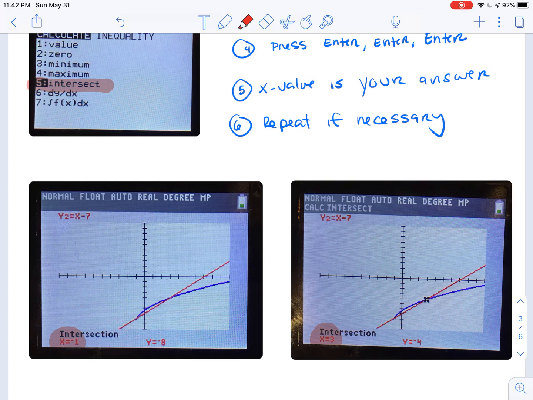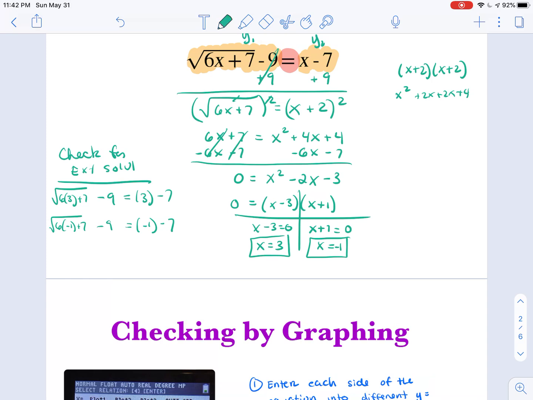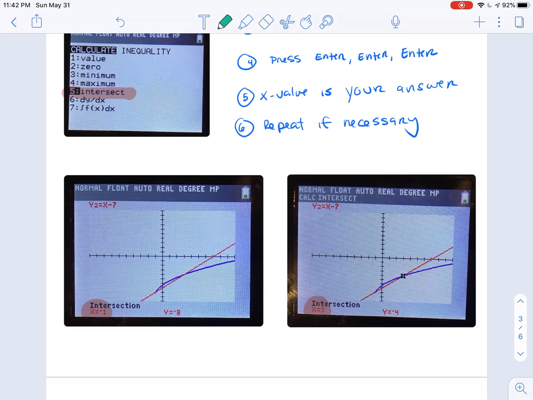So now looking at these points of intersection, what's important here? Well, we know we don't have a y value. We're looking at our x value here. We're looking for the x value that makes these equivalent. So you'll notice that those two numbers are the same two numbers we got here, meaning that neither of them are extraneous. We would see that they're extraneous if there was no point of intersection at a particular x value.